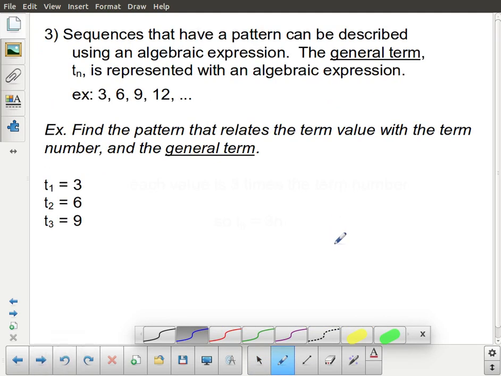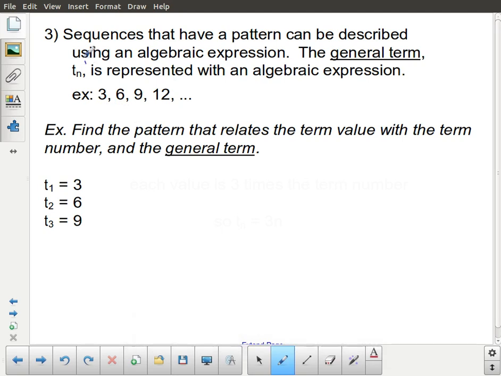Okay, now patterns. What is the relationship between patterns and sequences? If we can find a pattern, then we can represent what's known as the general term using some sort of algebraic notation. So in this case, our first term is 3, which means t1 is 3. Our second term is 6, t2 is 6. Our third term is 9, t3 is 9. And I've also included the fourth term, so t4 is equal to 12.